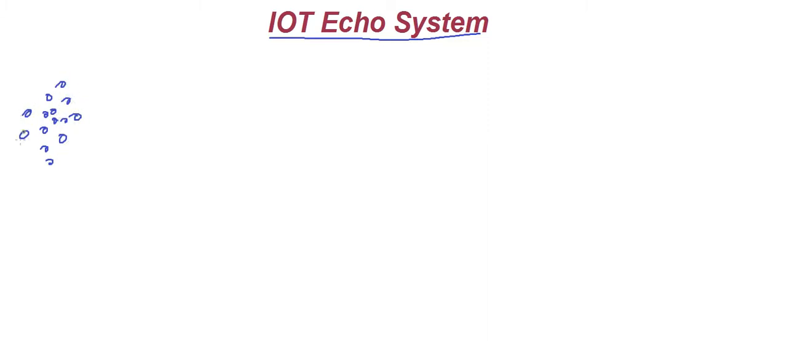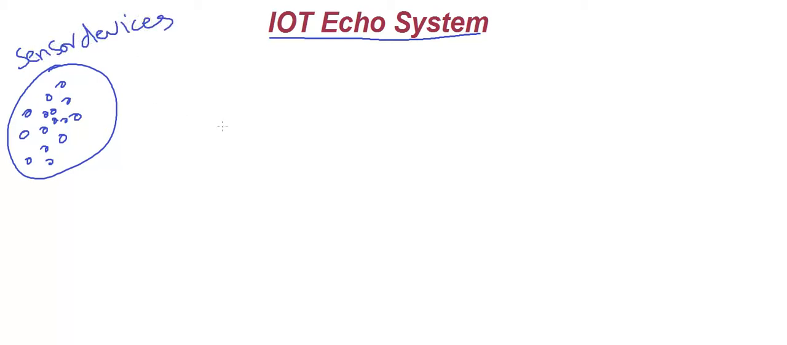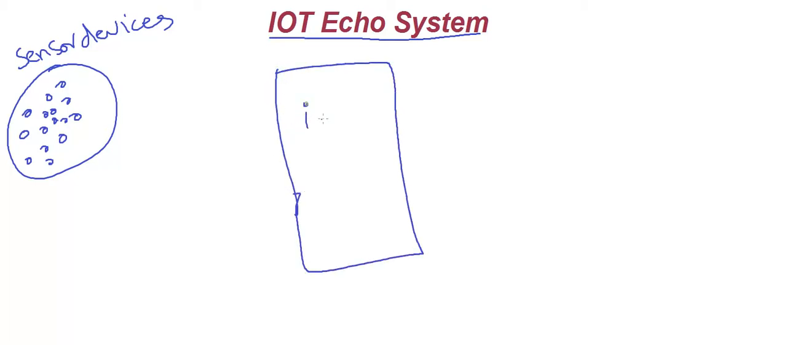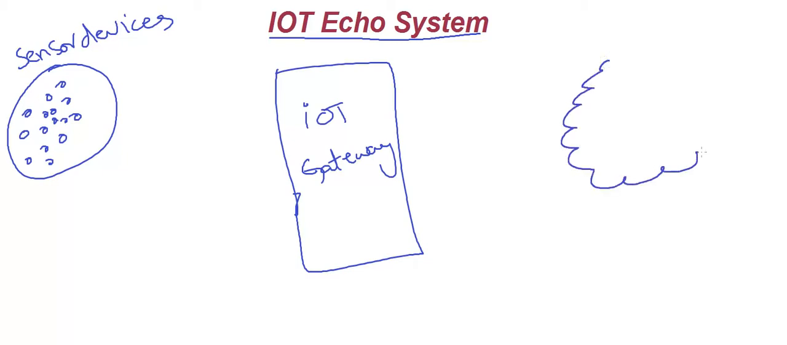You see, these are our sensor devices. In between is our IoT gateway. This is a cloud, or a web interface, with storage and other powers, a database and everything. So this is our cloud.